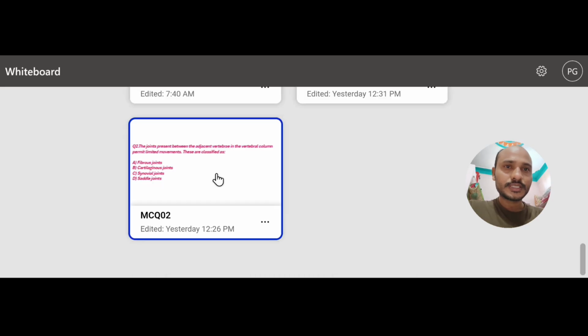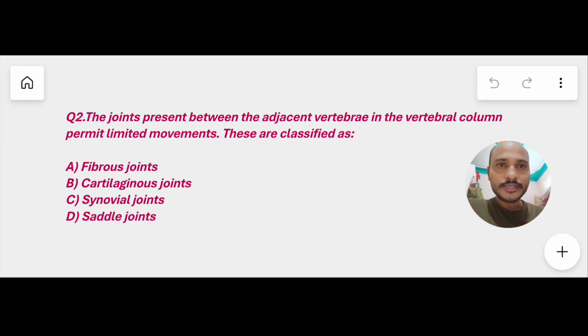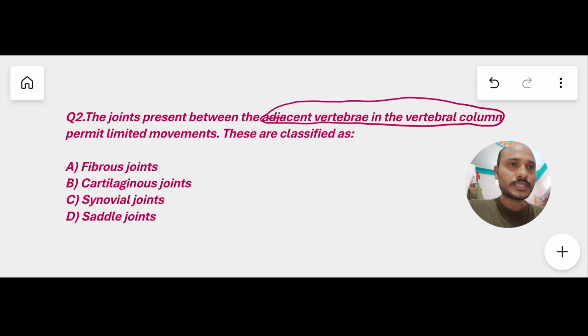One more MCQ, the second MCQ here. The joints present between adjacent vertebrae in the vertebral column. Highlight these keywords: adjacent vertebrae in the vertebral column permit limited movement. So these are the joints which permit limited movements. We used a term for this already, which we discussed. So read, analyze and answer it. These are classified as fibrous joint, cartilaginous joint, synovial joint, or saddle joint.